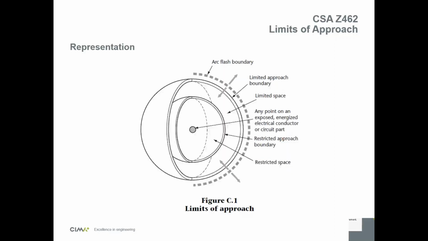So this is figure C1 of the standard. This defines the limits of approach. The dot at the middle of the sphere represents the point of the source of the arc flash, the live bus bars. Then you increase the radius, and you reach the restricted approach boundary, the limited approach boundary, and then the arc flash boundary, the more you go away from the source of the arc flash.